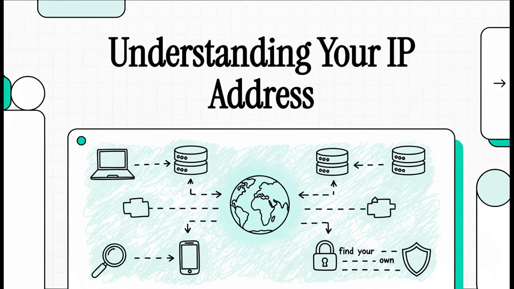You know, every single time you hop online, your device uses a kind of secret address to talk to the rest of the world. It's called an IP address. And honestly, it's the hidden engine of the internet. So for the next few minutes, we're going to break it all down: what it is, how it works, and yeah, how you can find your own.